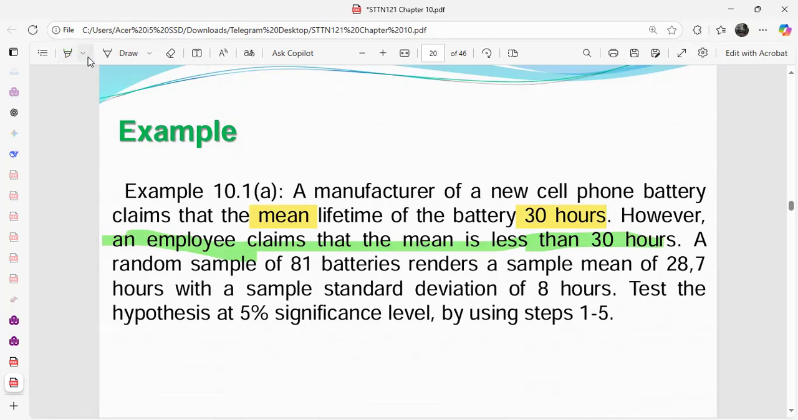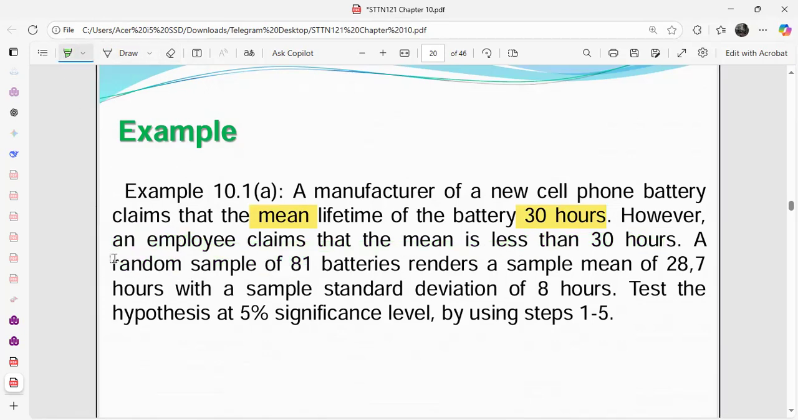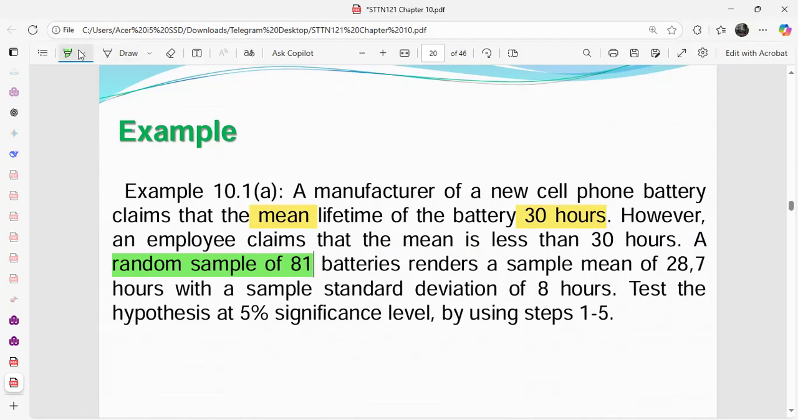Because they're talking about the population mean there. So now look at the random sample. A random sample of 81. Now, when you look at this statement, remember I said it's for the alternative hypothesis.